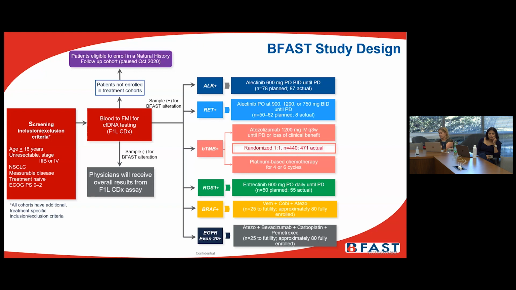Physicians also receive a full report from FMI that includes alterations other than the ones in BFAST, so the physician can then go on to look for other treatments for that patient outside the scope of our study.